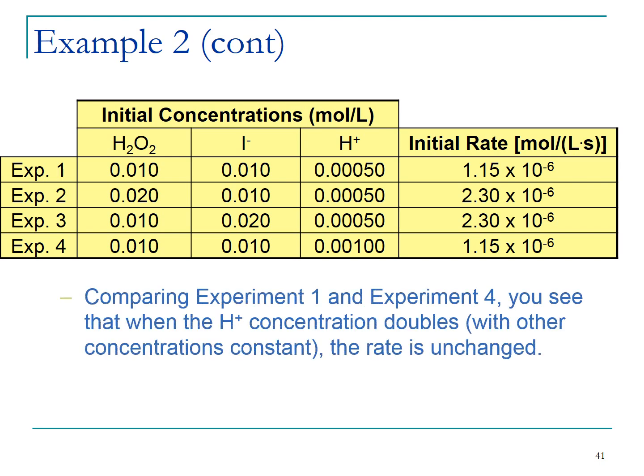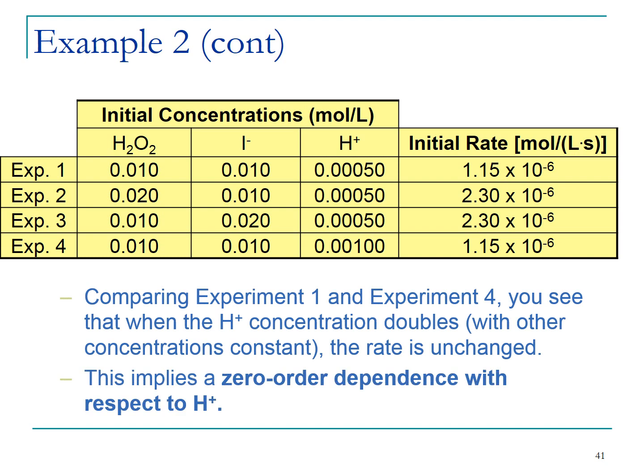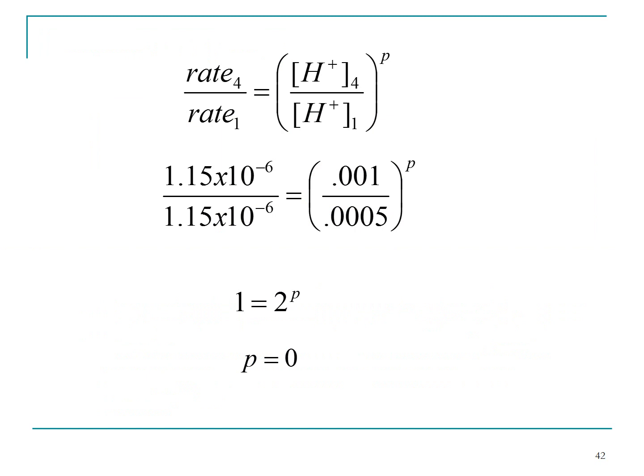Since the rate is unchanged, it's 0 order, but if we put it into the math, we can see that better. The rate of the 4th trial over the rate of the 1st trial, the ratio is 1. So it hasn't changed. The concentration from trial 4 over the concentration for trial 1 is 2 because we've doubled the concentration. So what does P have to be to make this equation true? P has to be 0. So again, it's 0 order.